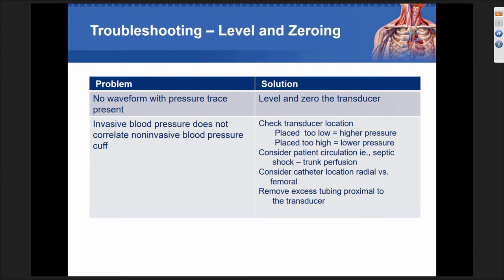So when you do level and zero, there are a few things we should be thinking about. If you have no waveform, you're going to remember this for the rest of the year at least. I've said it so many times today: no waveform with a pressure trace. If you have a great pressure trace on the monitor, that means your cable's connected, but you didn't take the next step and zero the transducer so that it could actuate itself to the transducer.